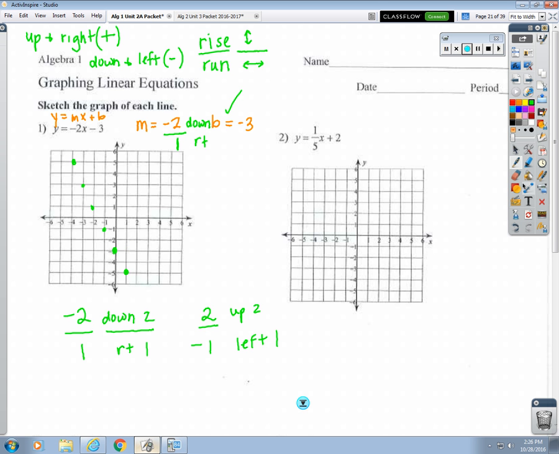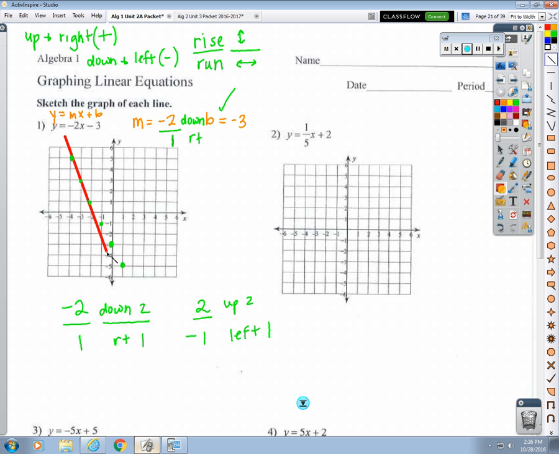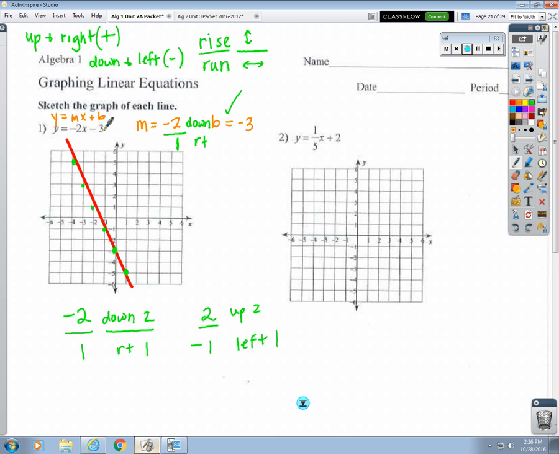Now that you have points, you can connect them with a line. And then you are done. Now, why is it that my line is going down from left to right? Because my slope was a negative number. Okay, now let's look at number 2.